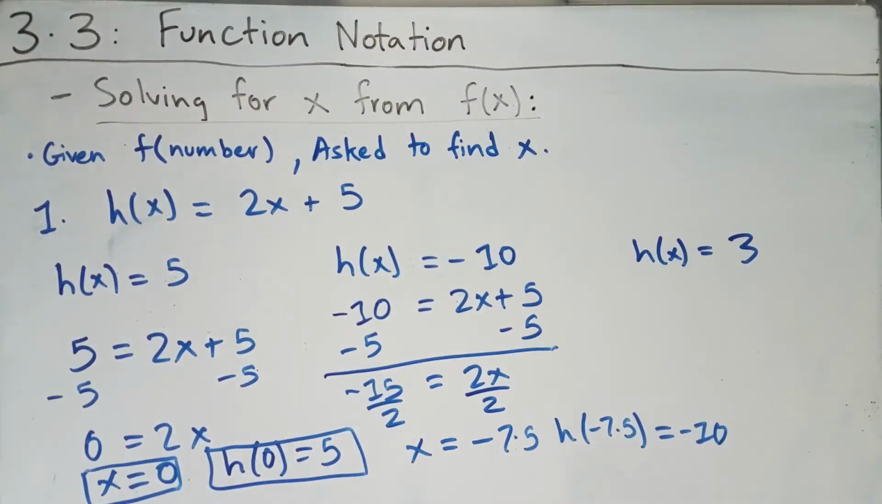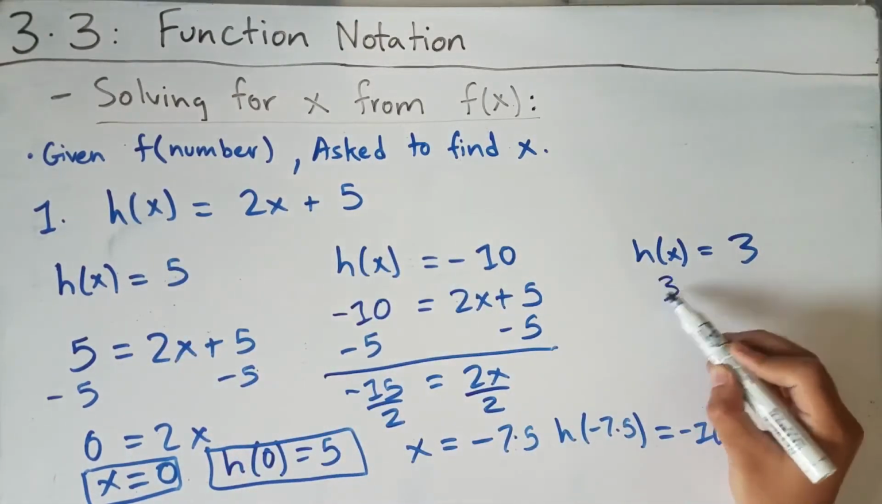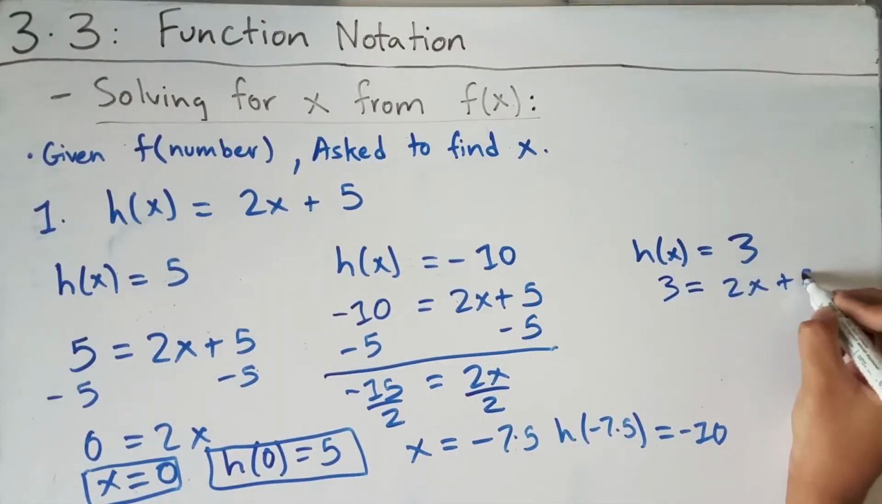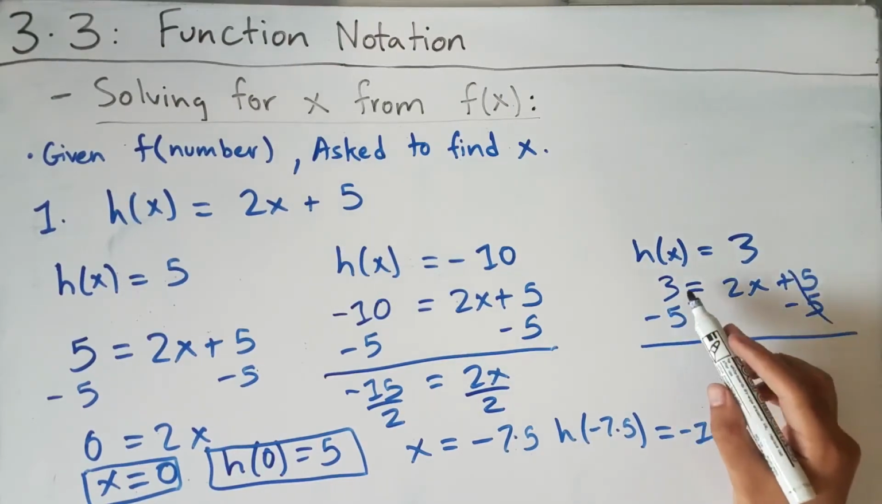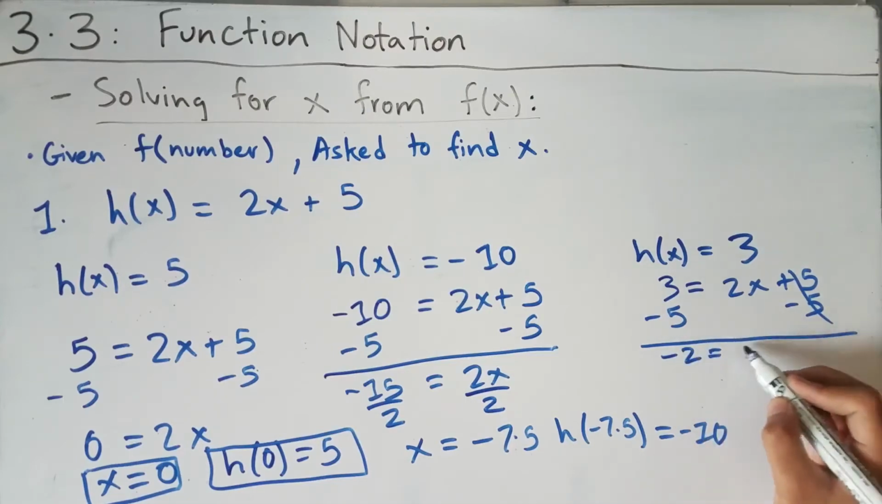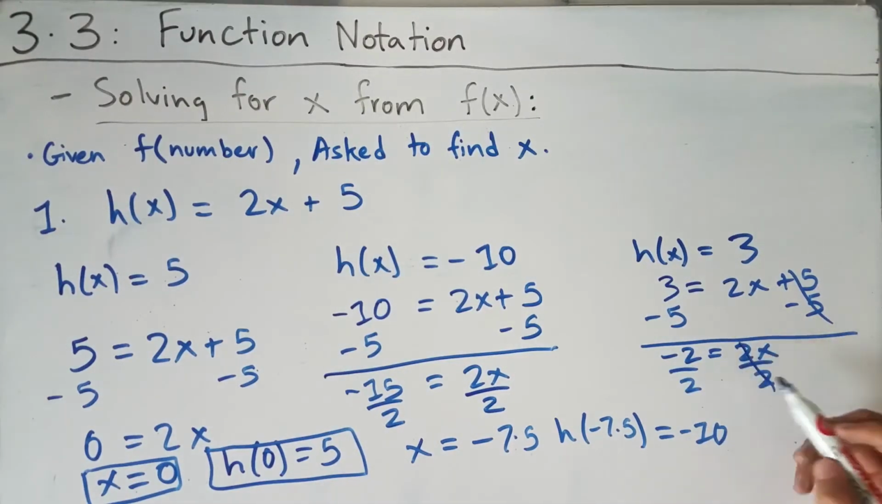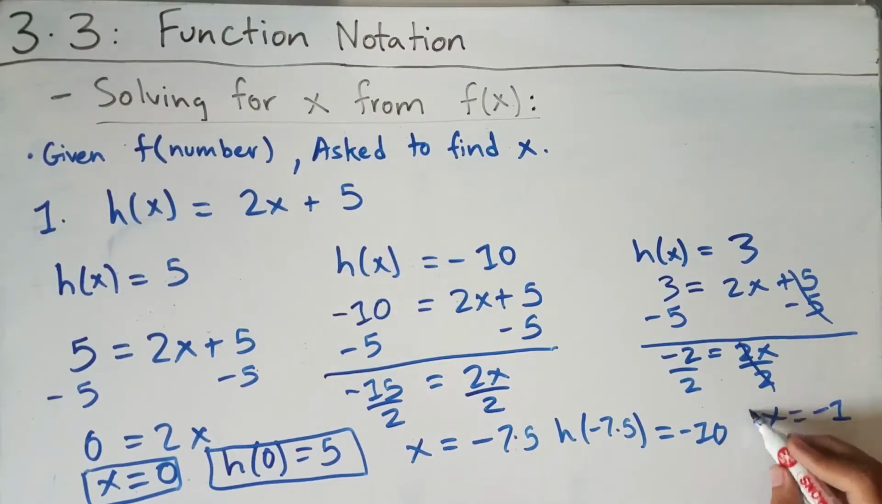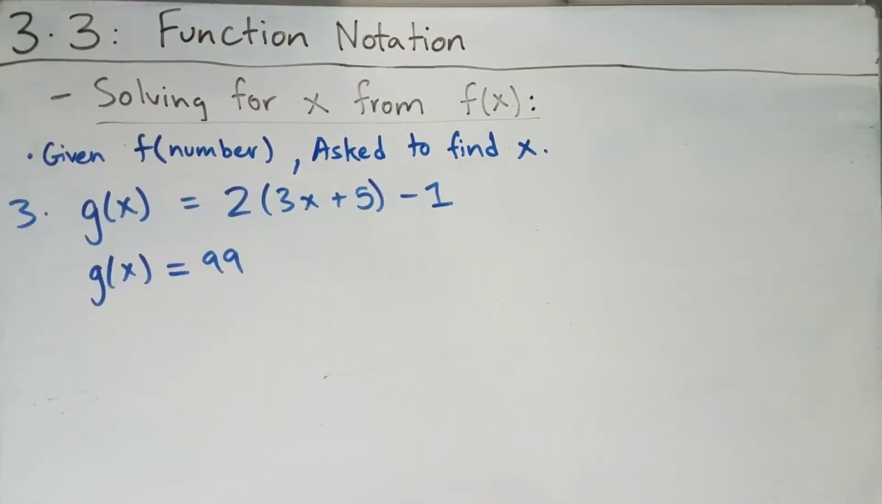We're also given h of x equals 3. So again, we replace the h of x with 3. So 3 equals 2x plus 5. We subtract 5 from each side of the equation. This cancels out, and we're left with 3 minus 5, which is negative 2, equals 2x. And we can divide each side by 2. This cancels out, and we get x equals negative 1. So this is the answer for this equation. And you can also write this as h of negative 1 equals 3. Let's do one last one for this type of problem.